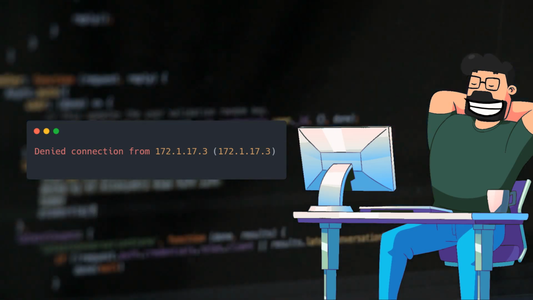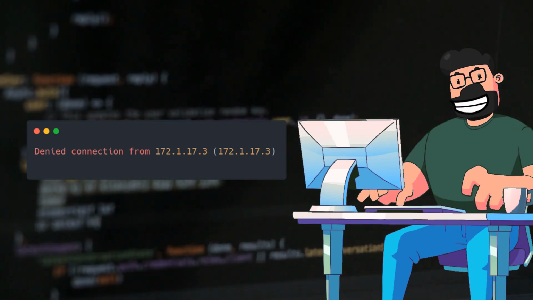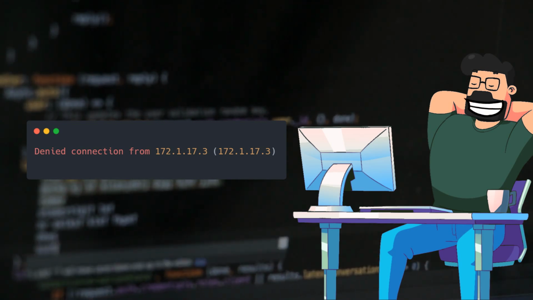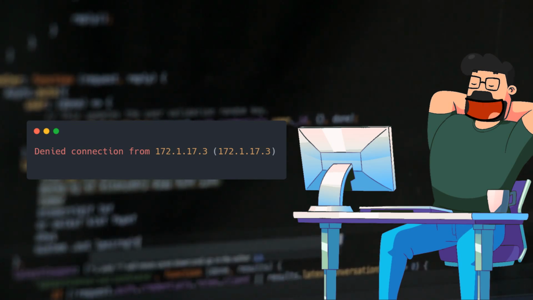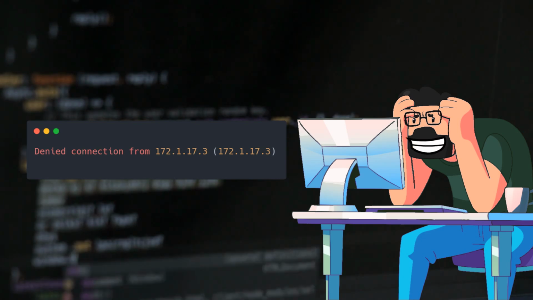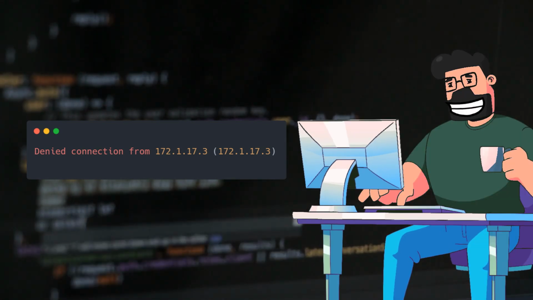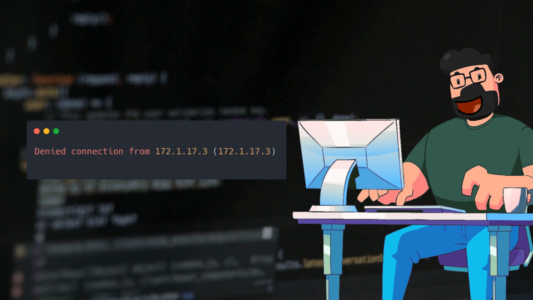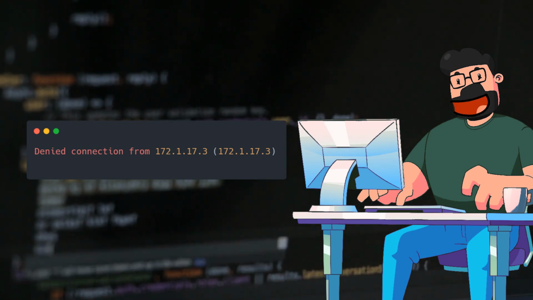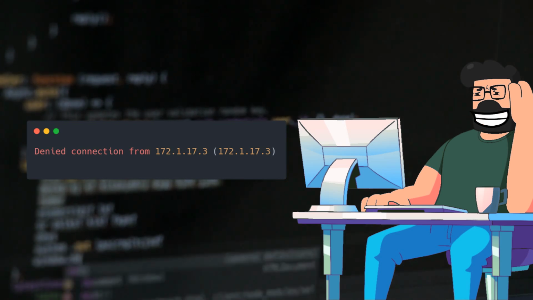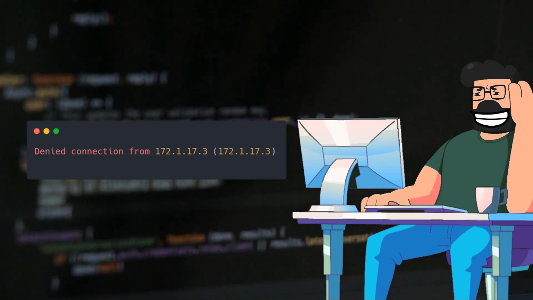Building on the previous insight, the error message "denied connection from 172.1.17.3" sheds light on why the connection is being rejected. The client's IP address, 172.1.17.3, falls outside of the allowed IP ranges specified in the SAMBA configuration. This discrepancy causes the connection attempts to be denied by the SAMBA server running in the Docker container.